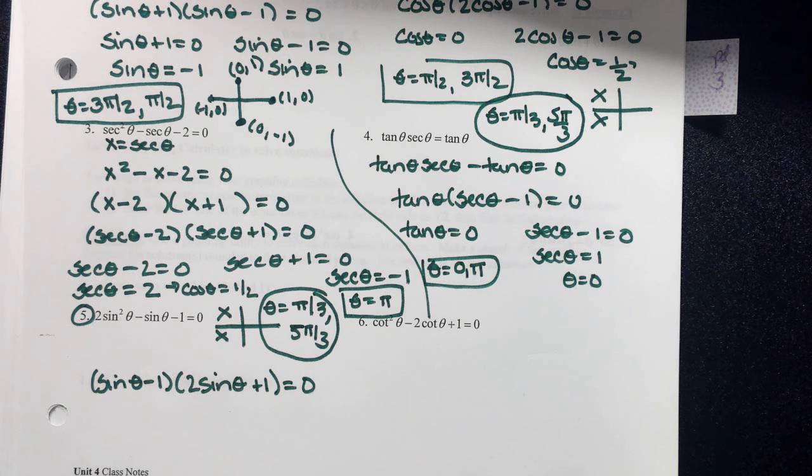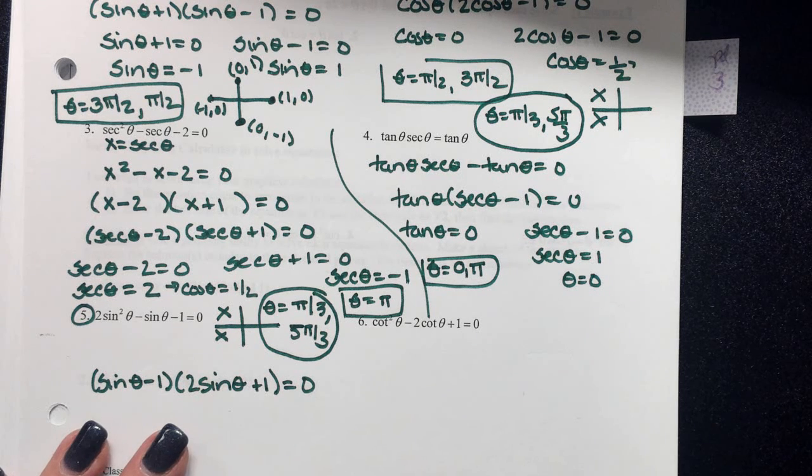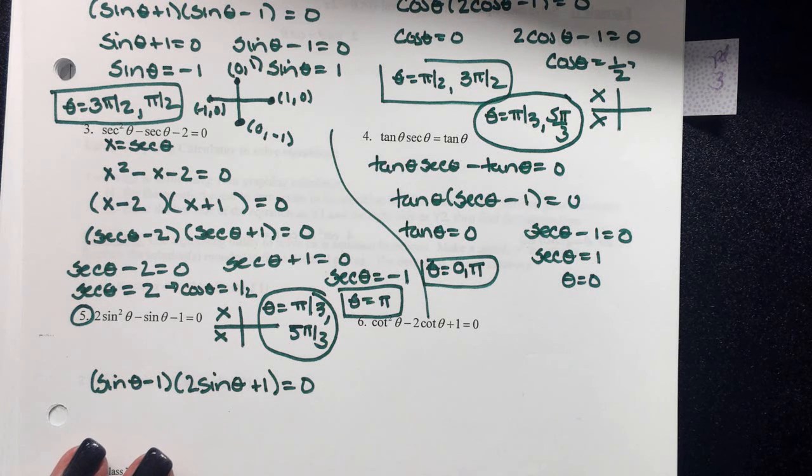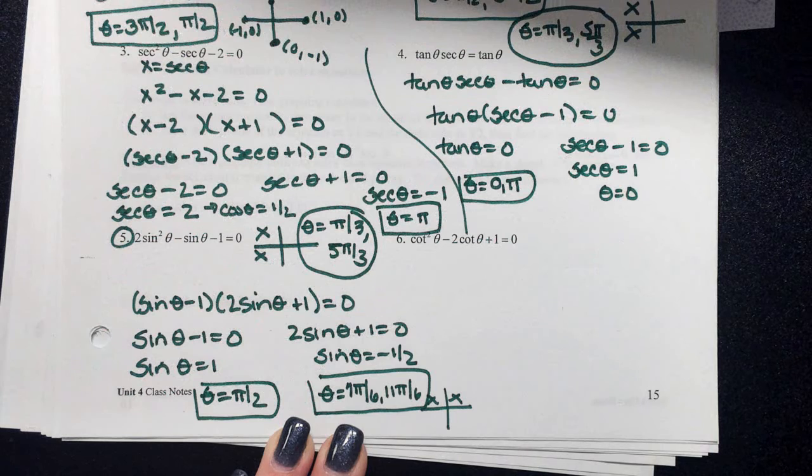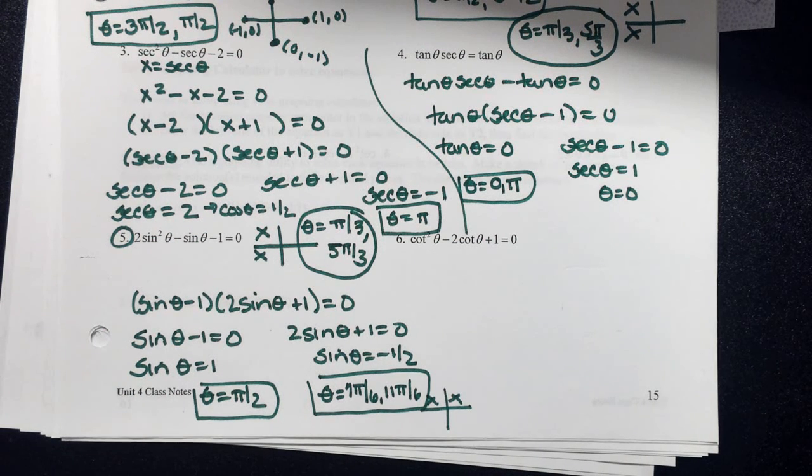So any questions on how I came up with this? How did you come up with 2 sine theta plus 1? Again, remember, after you get done factoring, you end up with sine theta is equal to negative 1/2. So any questions on example 5?